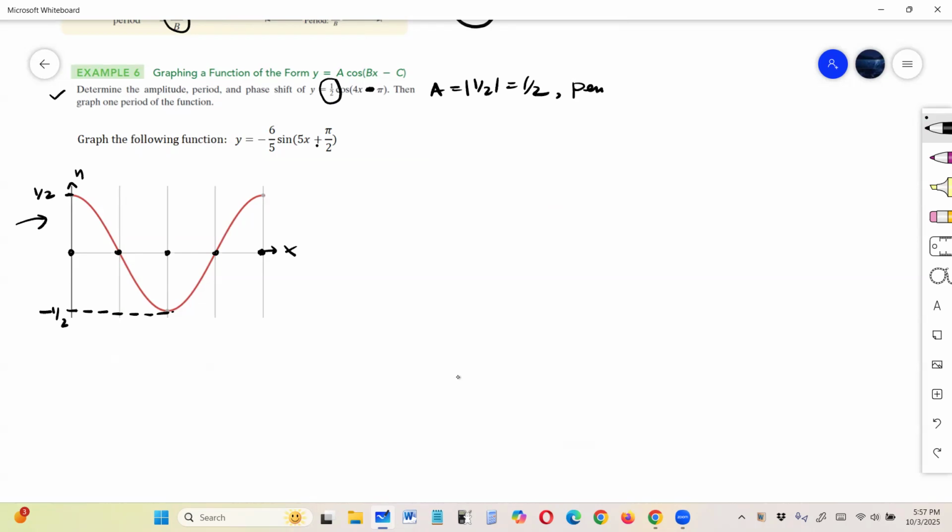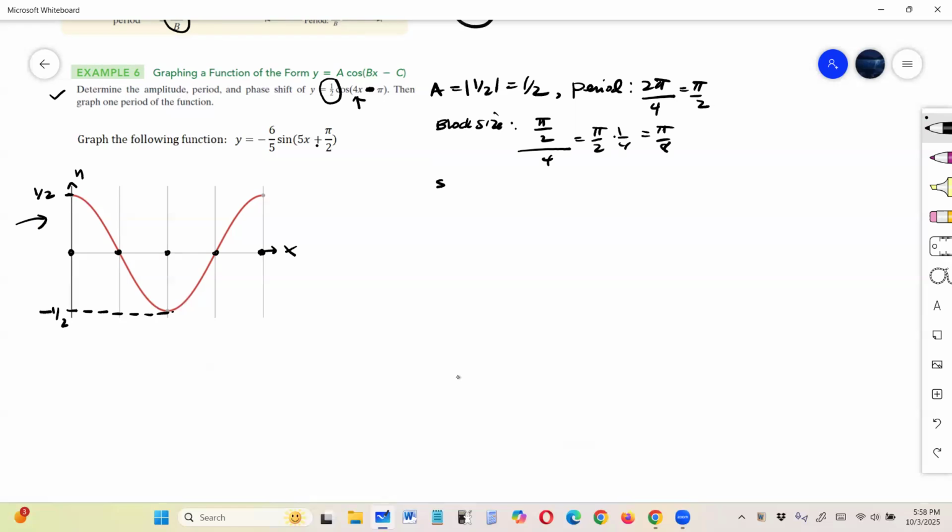Let's find the period. Period is 2 pi over the value b, which is 4. So this is pi over 2, right? Now, immediately after that, let's find the block size. Block size is always period over 4. So pi over 2 times 1/4, pi over 8.